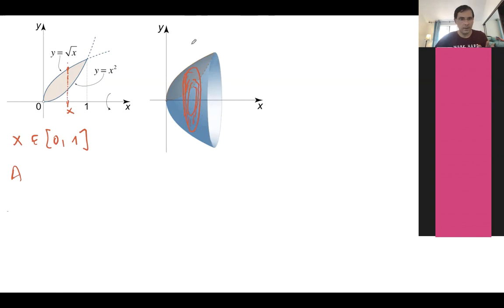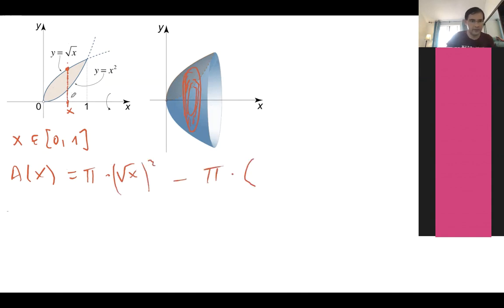The area of this cross-section is a function of x, because while we'll be moving this x to the left to the right, the area will be changing. So this is the big circle, which is pi times the radius. What is the big radius? From here to here. What is the first radius? Square root of x. Excellent. Square root squared, minus pi times the small radius, which is of course this one, but the function is x squared.